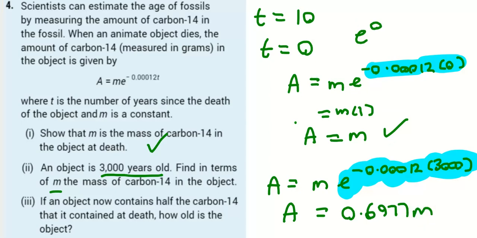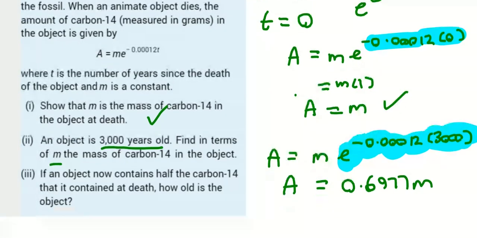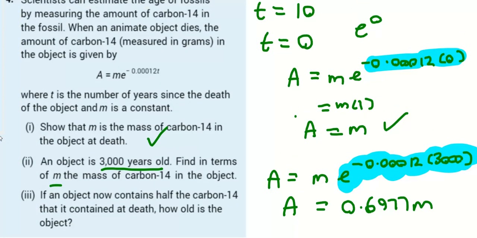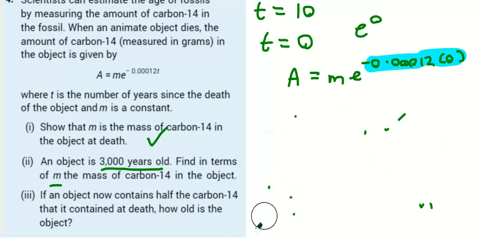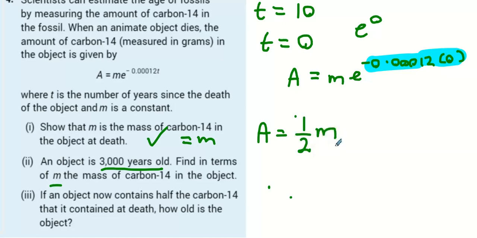Okay, last one, guys, okay? An object now contains half the carbon 14 that it contained at death. Now, half of what it contained at death. This is not too bad, I'll show you now. Okay, so at death, did everybody agree that at death it contained M? We proved that in the first question. So this means A is actually a half M because it has half of what it had at death. And that in turn equals M e to power minus 0.00012 t.